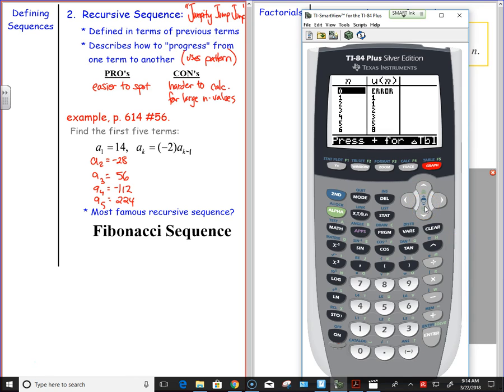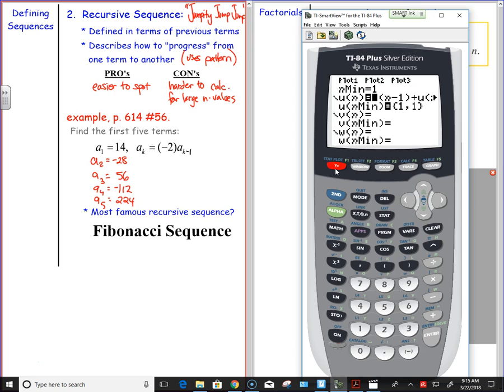I got it. Did you? It only gives me one X. Because the n min should be 1, but the U of n min, the first term, don't we need two first terms? Yeah. I only have one. No, I tried the comma. It doesn't work without the braces. So you might want to try the braces.